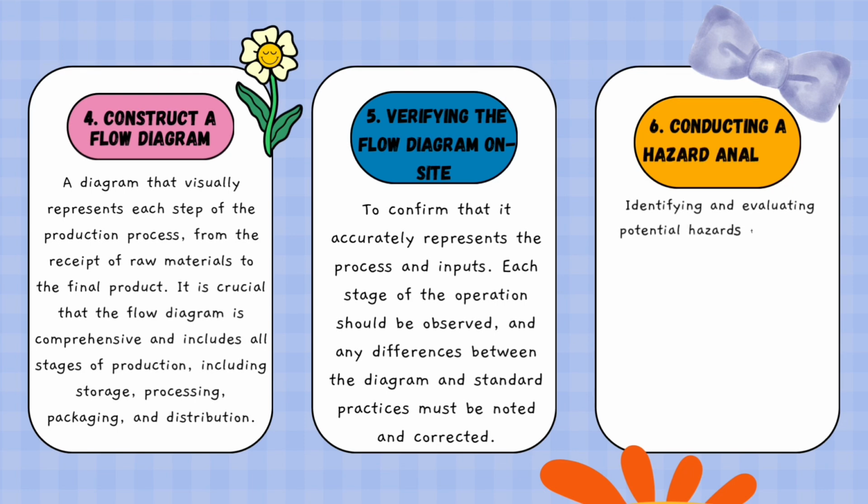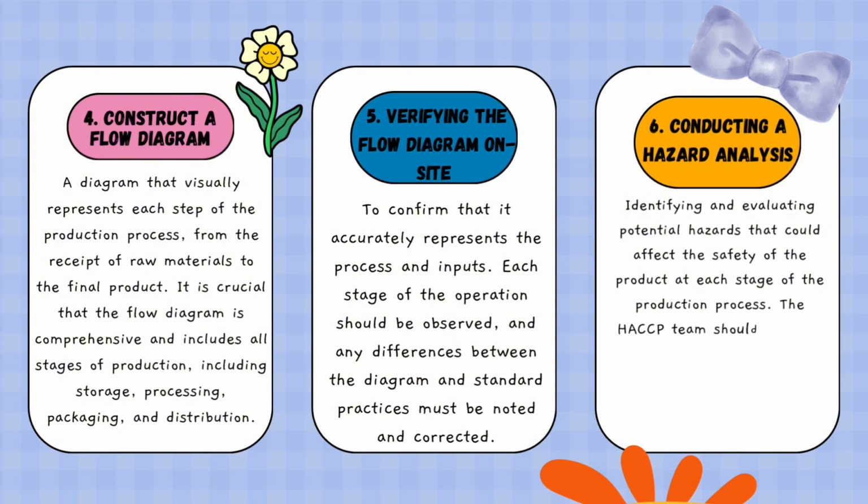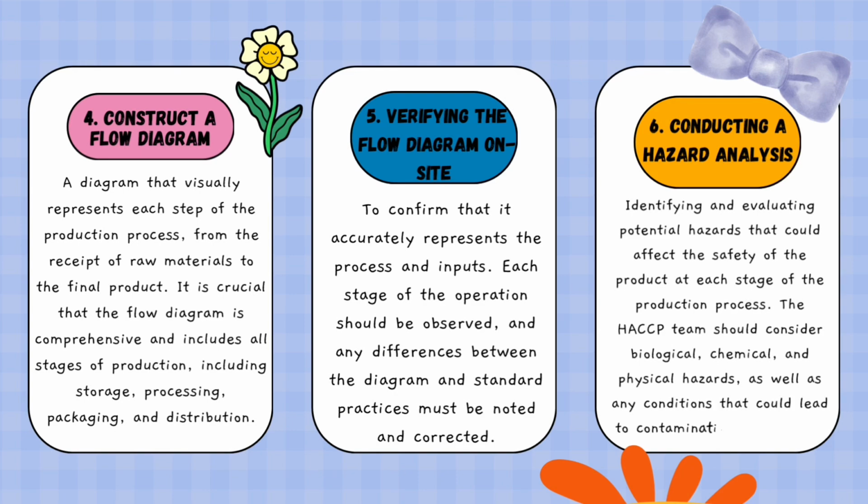The sixth step is conducting a hazard analysis. This step involves identifying and evaluating potential hazards that could affect the safety of the product at each stage of the production process. The HACCP team should consider biological, chemical, and physical hazards, as well as any condition that could lead to contamination or spoilage.